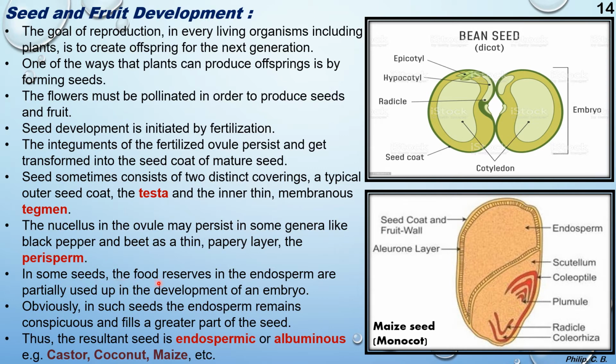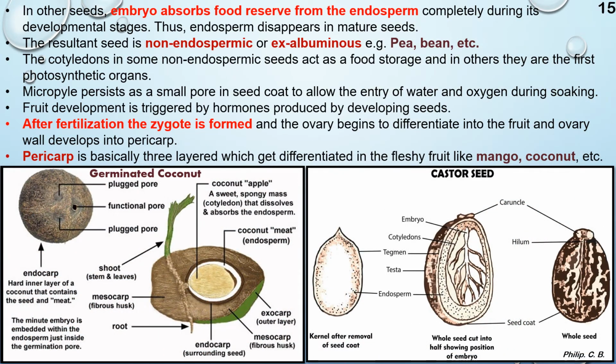In some seeds, the food reserves in the endosperm are partially used up in the development of the embryo. Obviously, in such seeds, the endosperm remains conspicuous and fills a greater part of the seed. Thus, the resultant seed is endospermic or albuminous. So if the seed contains the endosperm, then it is endospermic or albuminous. Examples: castor, coconut and maize. Further we can see all the images as well. First we'll go through the points, then the images.